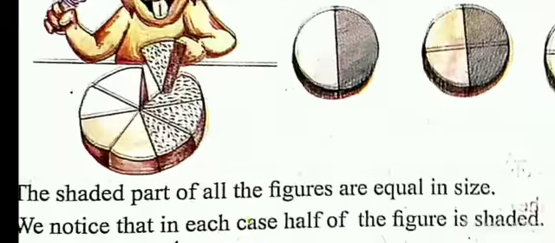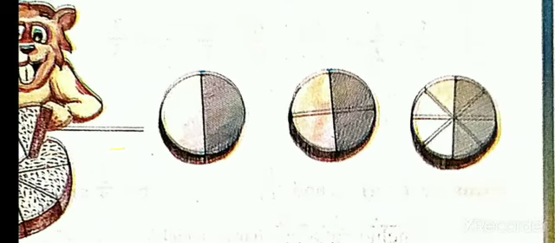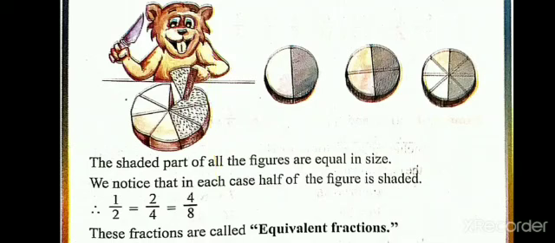So now let us understand what are equivalent fractions. Look at these cakes. We have 2 equal parts and one is shaded, that is 1 by 2. Now in the second cake we have 4 equal parts and 2 parts are shaded, that is 2 by 4. And in the third cake we have 8 equal parts and 4 equal parts are shaded, that is 4 by 8. Therefore the shaded parts of the figures are equal in size.